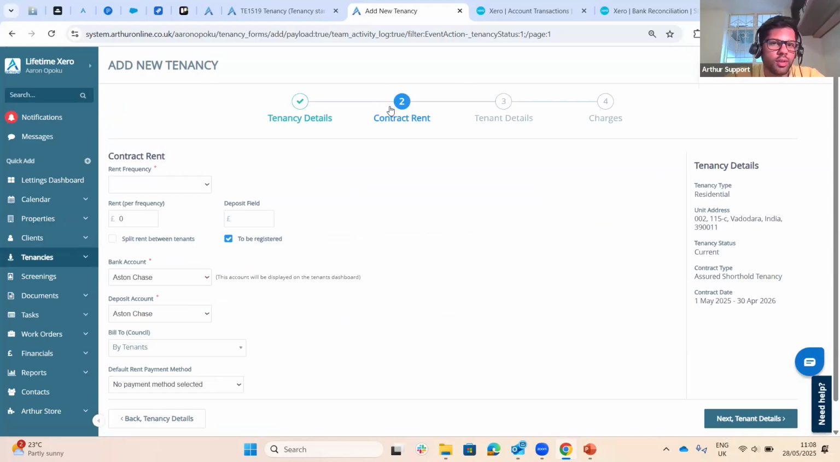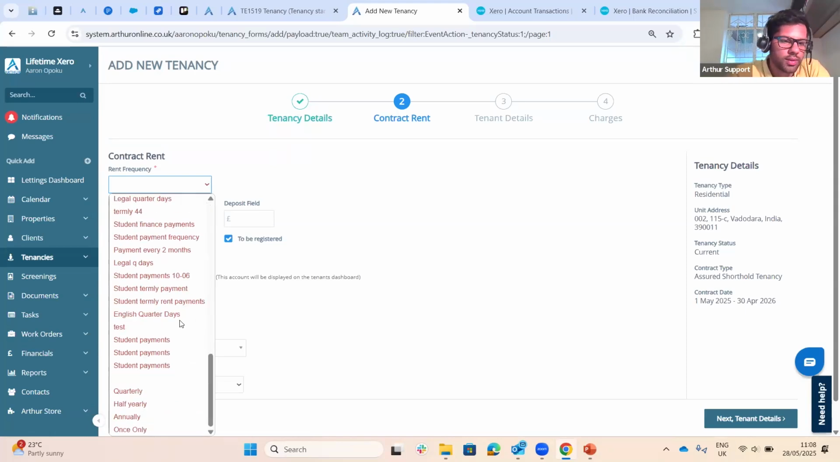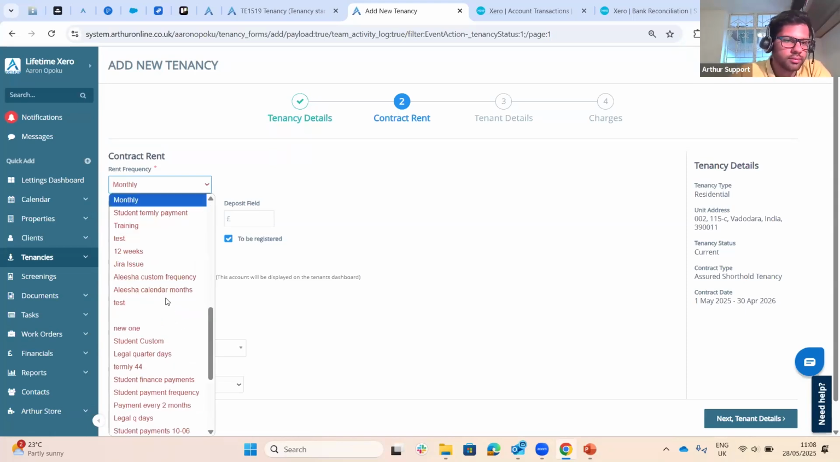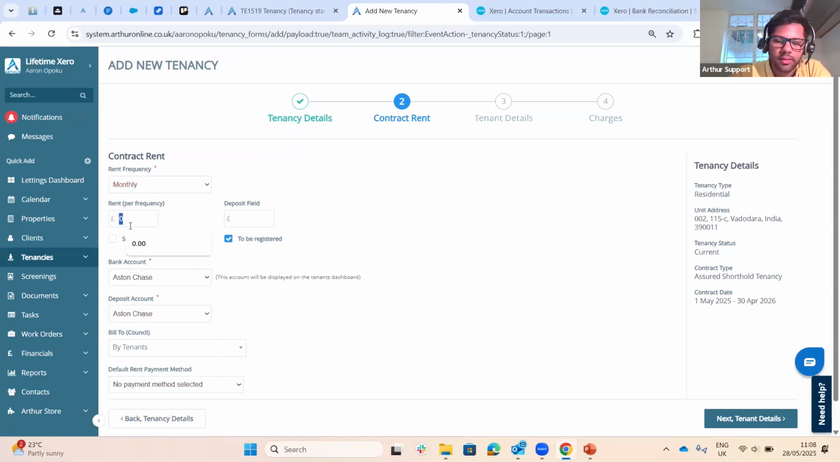So in section 2, you're not actually creating any financial transactions. You're just adding your financial information, for example, what the rent amount is, what the deposit amount is, what the rent frequency is. So this is just monthly, and then rent amount, and then deposit amount here.